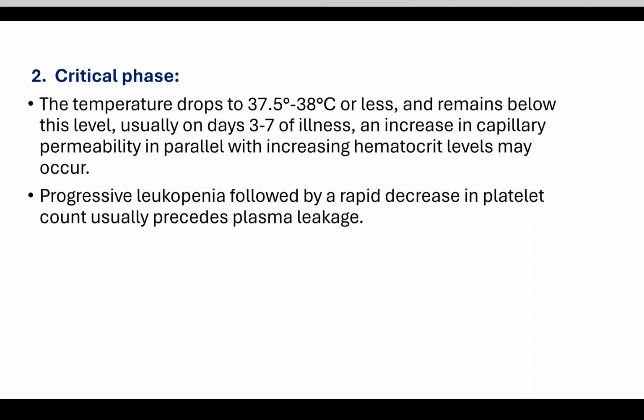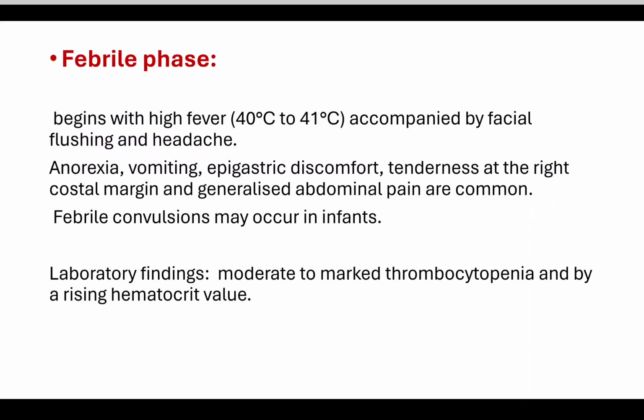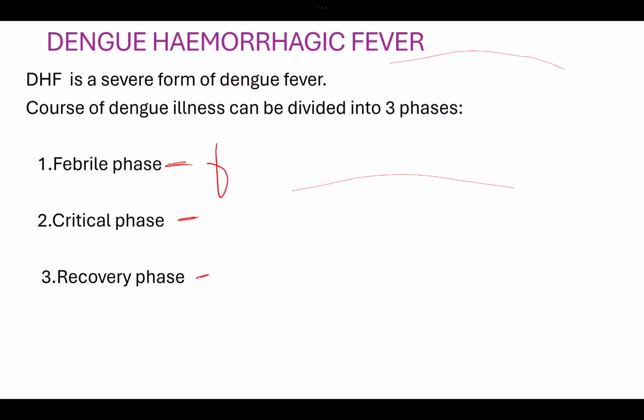Is it clear? The febrile phase is done. We saw in the febrile phase there was fever and GI symptoms. The patient in the GI symptoms will have anorexia, vomiting, epigastric discomfort, tenderness in the right costal margin, abdominal pain, and along with the fever we have facial flushing, and the patient had headache. And then we saw that the temperature was very high fever, 40 to 41 degrees Celsius.